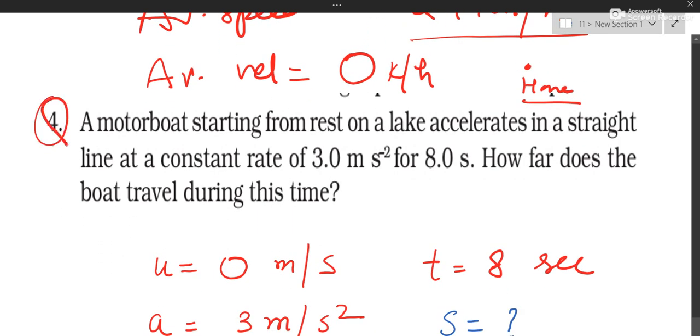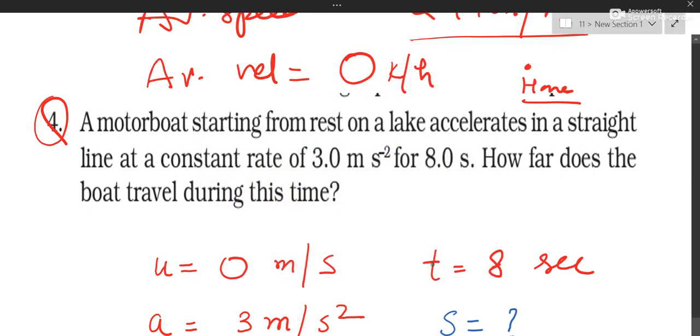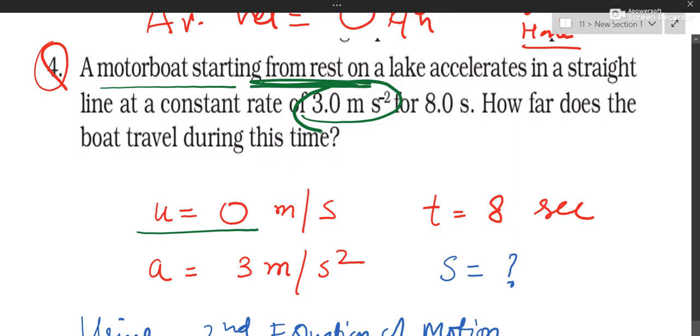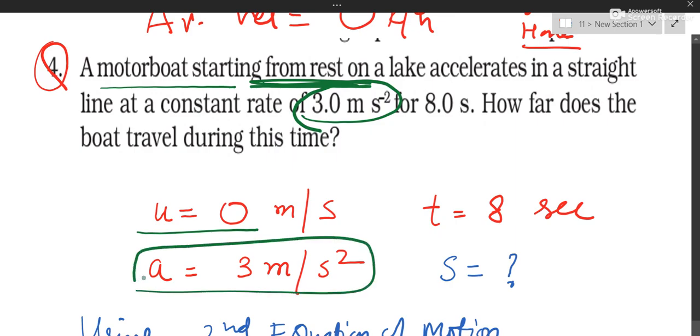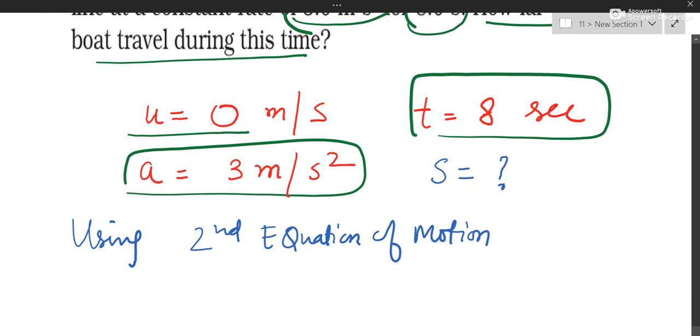In question number 4, let us see question number 4. A motorboat is starting from rest. Starting from rest means initial velocity is 0, u is 0. Acceleration is given as 3 meter per second square. Simply note down. Time is given as 8 seconds. Note down. How far does it go? How far does the boat go? How far means they are asking displacement. S is equal to question mark.